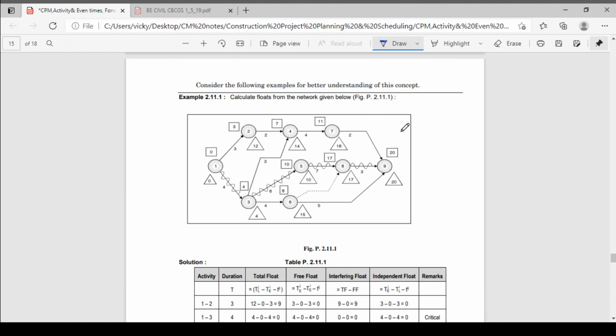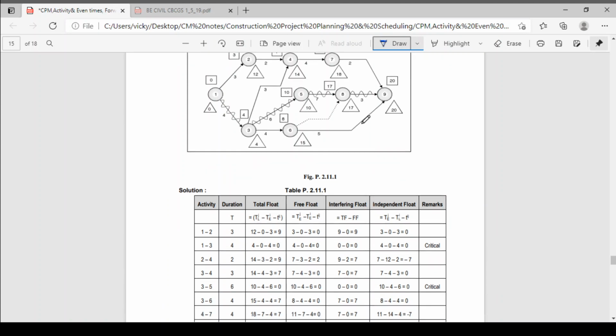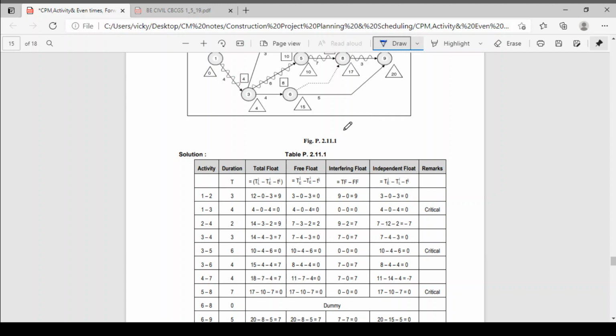The earliest event time and latest event time we have already plotted, and also plotted the critical path. Now we'll see how to calculate the floats. To calculate the floats, you just remember this table. You have to plot it in table format.